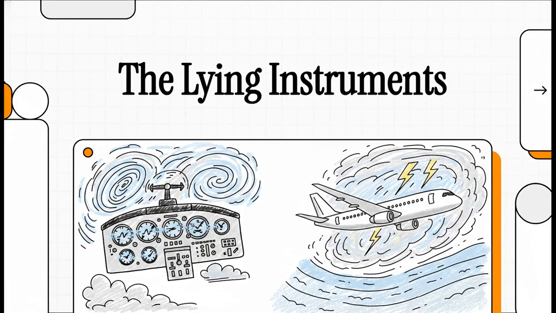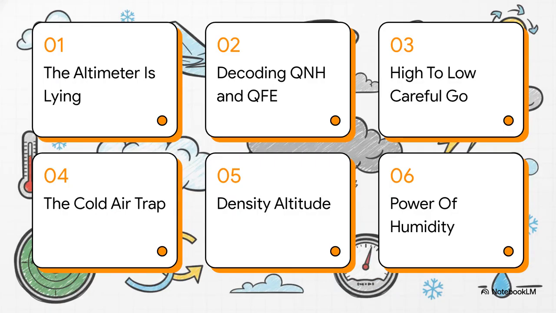And honestly, if you don't know how to read the invisible rules of that ocean, flying through it can get dangerous fast. So, here is our flight plan for today. We'll kick things off with Section 1, the altimeter is lying. Then we'll hit decoding QNH and QFE, high to low, careful go, the cold air trap, density altitude explained, and finally, the hidden power of humidity.